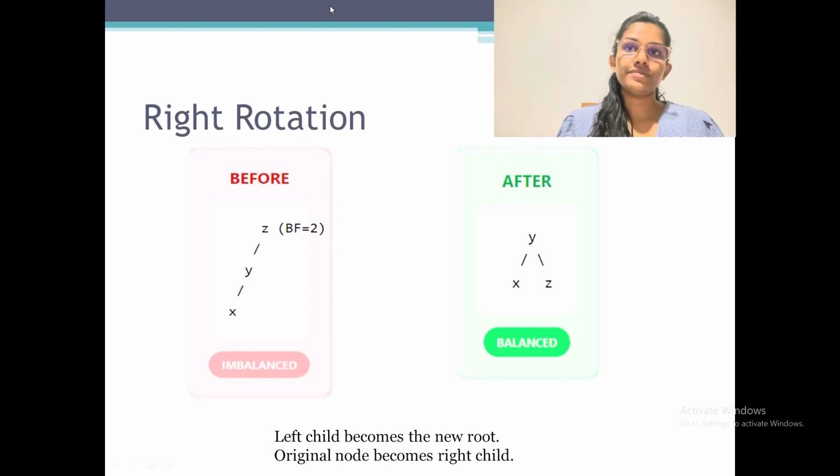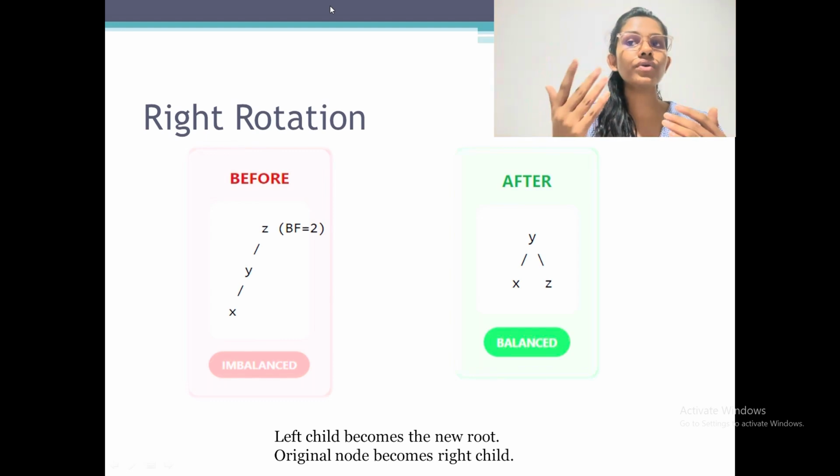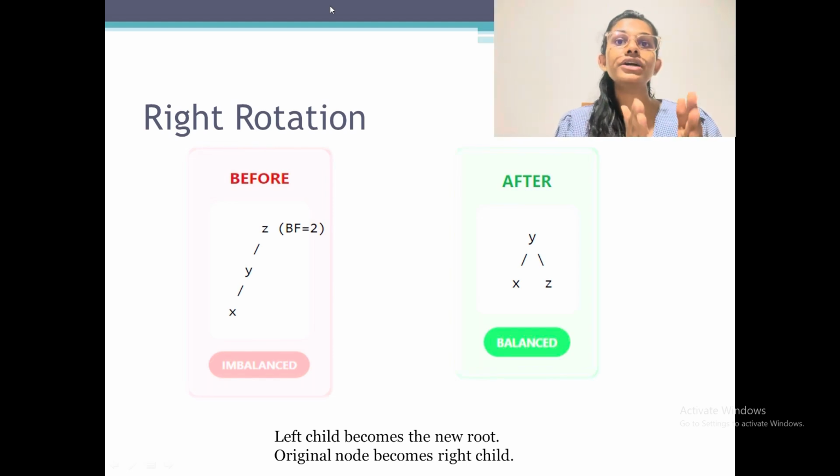Right rotation. When we have a left-left imbalance, meaning the left subtree of the left child is causing the problem, we perform a right rotation. Imagine the imbalanced node rotating clockwise. Its left child becomes the new root of the subtree. The original node becomes the right child, and we carefully rearrange the middle subtree.